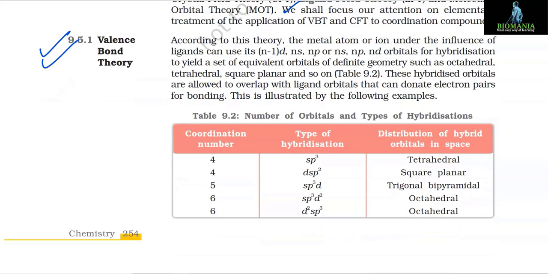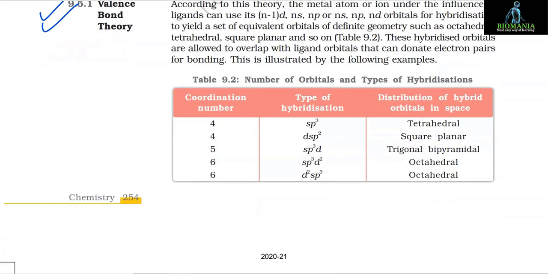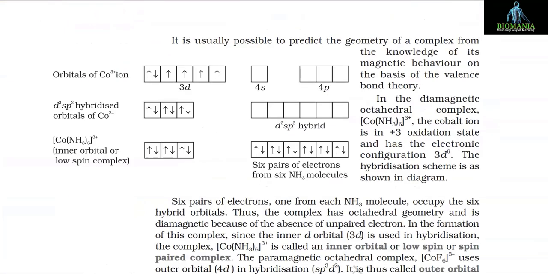According to this theory, the metal atom or ion under the influence of ligands can use its (n-1)d, ns, np or ns, np, nd orbitals for hybridization to yield a set of equivalent orbitals of definite geometry such as octahedral, tetrahedral, square planar and so on. Table 9.2. These hybridized orbitals are allowed to overlap with ligand orbitals that can donate electron pairs for bonding. This is illustrated by the following examples. It is usually possible to predict the geometry of a complex from the knowledge of its magnetic behavior on the basis of the valence bond theory.